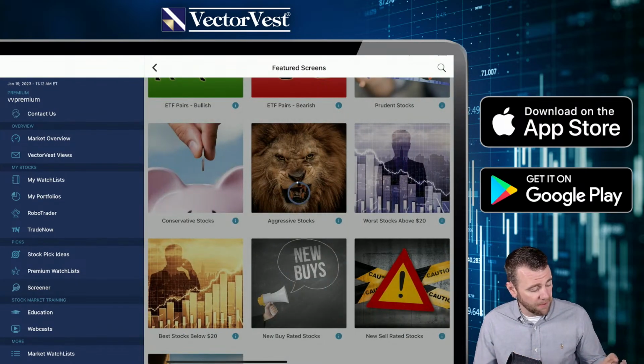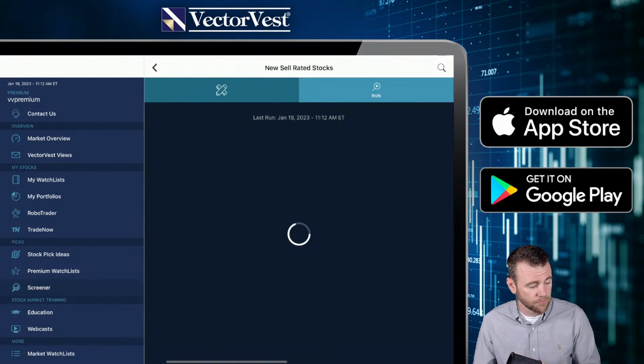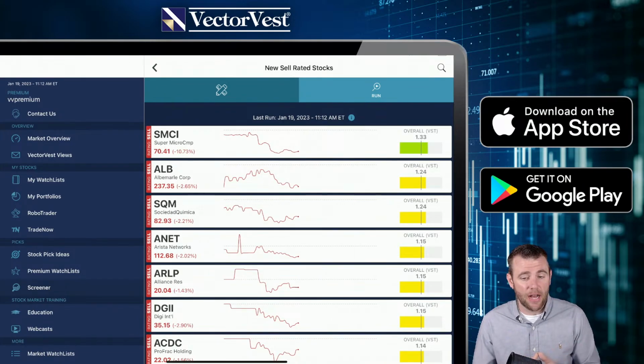Now, last but not least, another option, a little bit more of a broad net being cast, is new sell rated stocks. Here you're going to find stocks that just hit that sell rating as of today. Now you may be asking yourself, what is that? It says sell. What does that mean exactly? So VectorVest uses a buy, hold, and sell rating on every single stock every single day. And these are not just some randomly generated words that we throw on every single stock. These are all based upon a systematic approach and a systematic rule set. That way, you guys are able to compare apples to apples rather than apples to oranges.